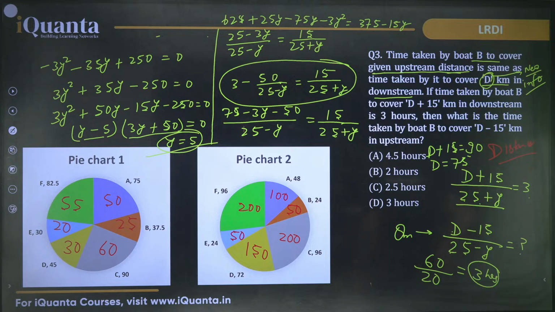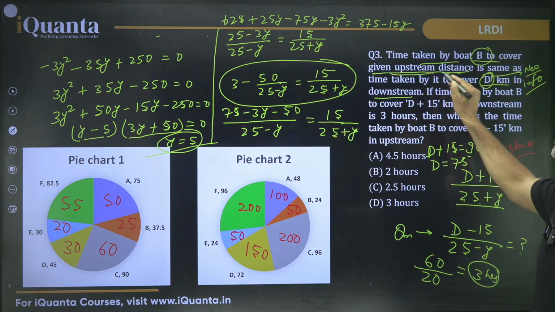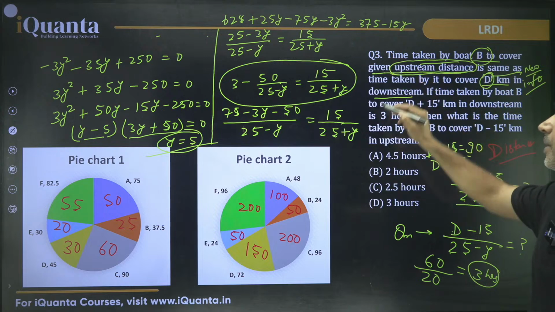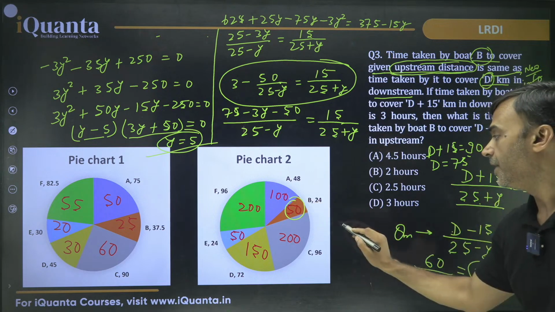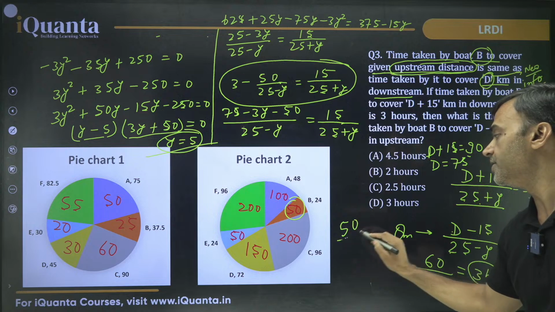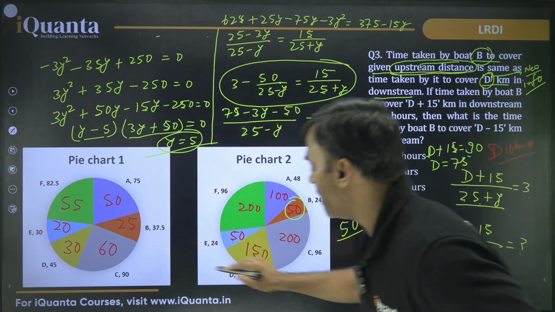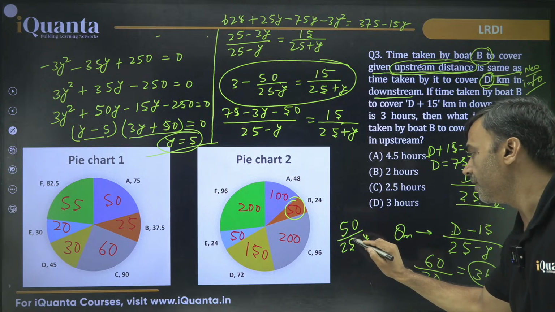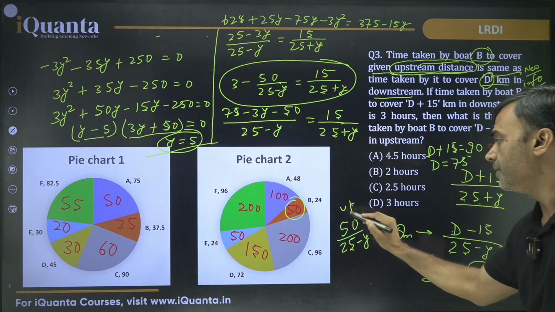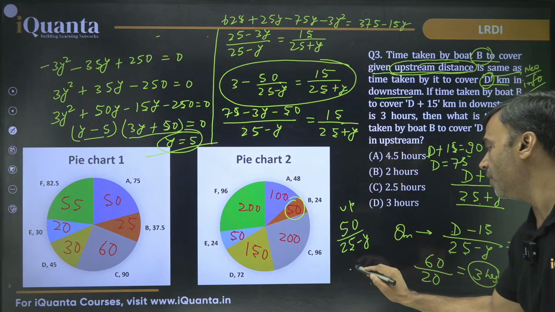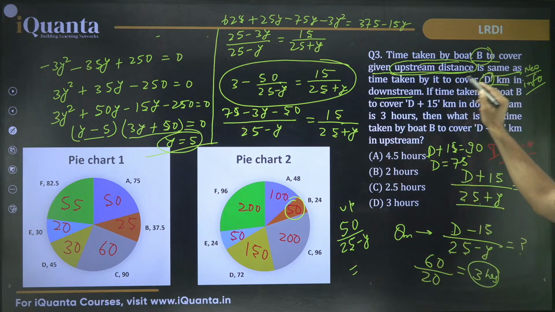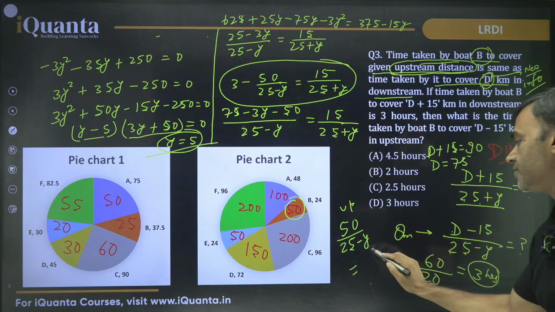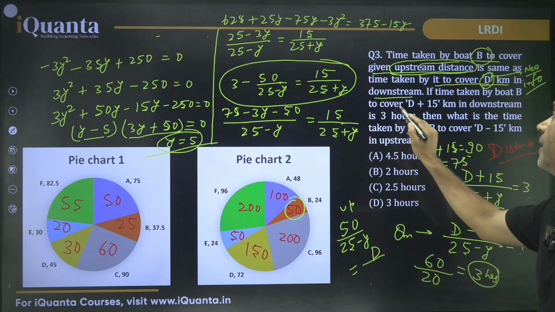Please explain how you got the first equation. Okay. Time taken by boat B to cover the given upstream distance. So distance 50 divided by speed. What is the speed of B? Speed of B is 25. And the river speed, so minus y. Upstream, so minus y. This is equal to the time taken to cover D, so distance D divided by downstream speed.